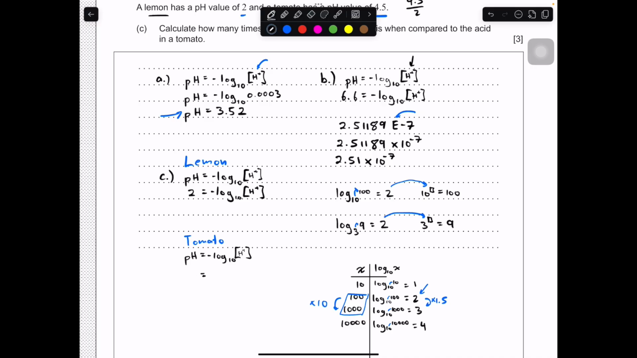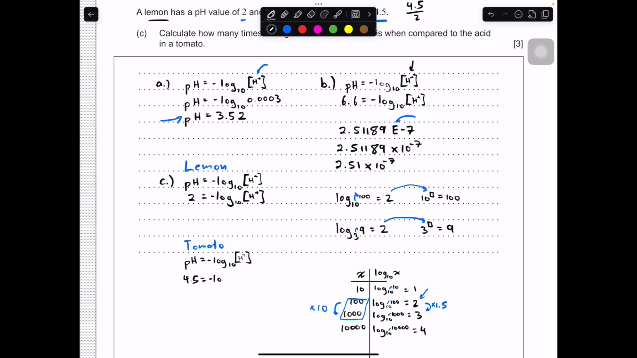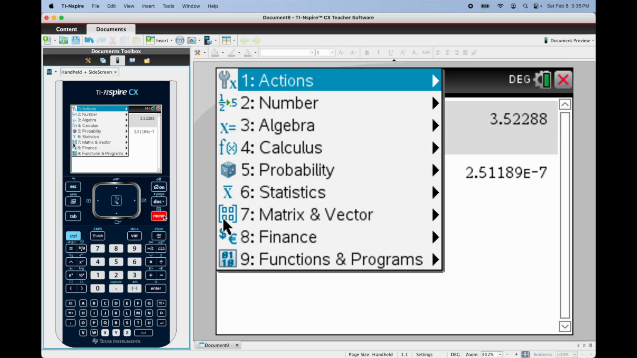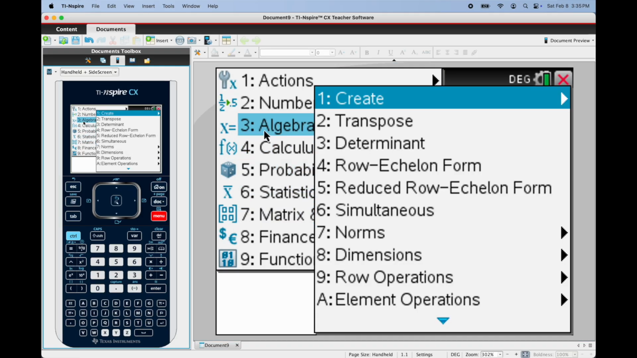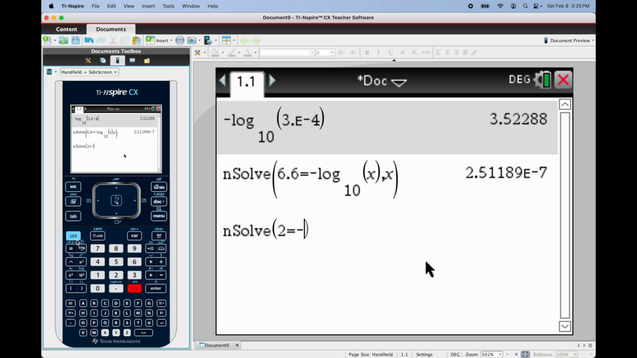Once again, in this case it would be 4.5. Our tomato has a pH of 4.5, and here we go, negative log base 10 of H plus. So let's go back to the calculator real quick, and we'll find the concentration of hydrogen ions for each. Menu, and numerical solve. 2 equals negative log base 10 of, let's use x once again.